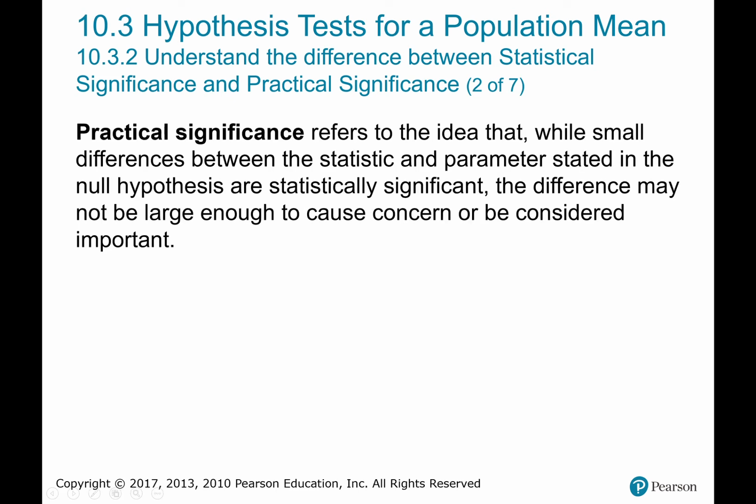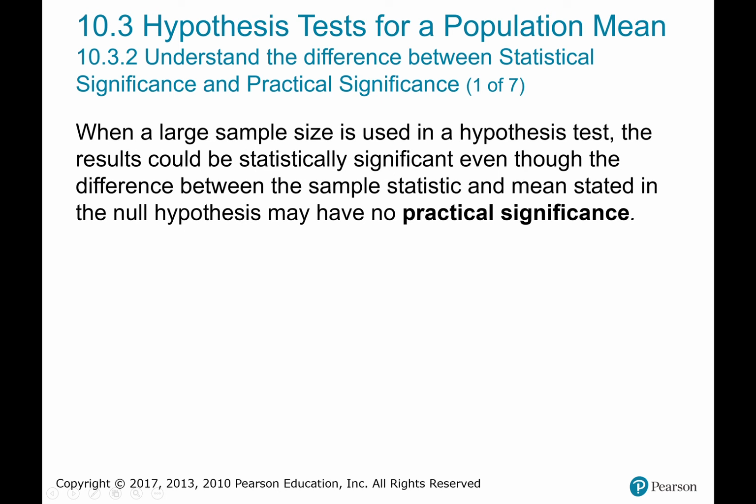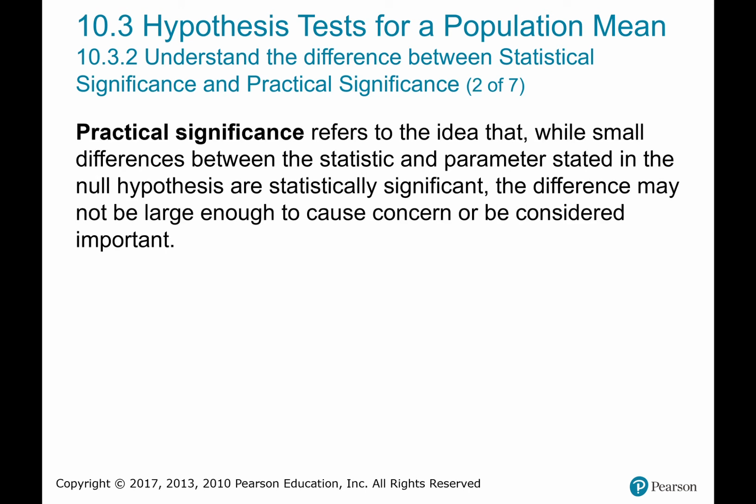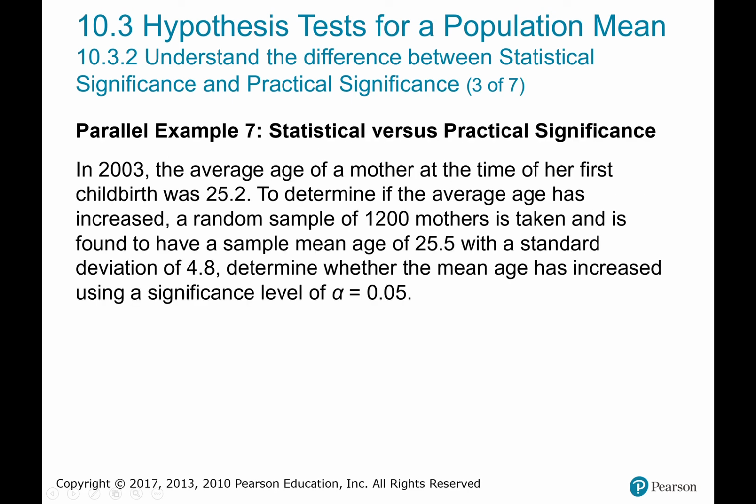So when a large sample size is used in a hypothesis test, the result could be statistically significant, even though the difference between the sample statistic and mean statistic in the null hypothesis may have no practical significance. Practical significance refers to the idea that while small differences between the statistic and parameter stated in the null hypothesis are statistically significant, the difference may not be large enough to cause concern or be considered important. So, statistical versus practical significance.